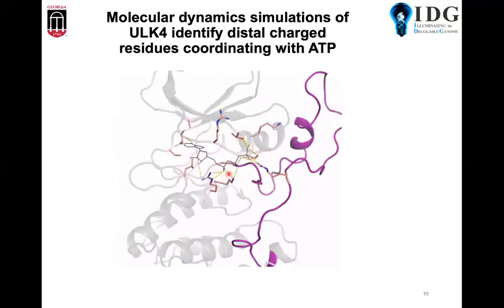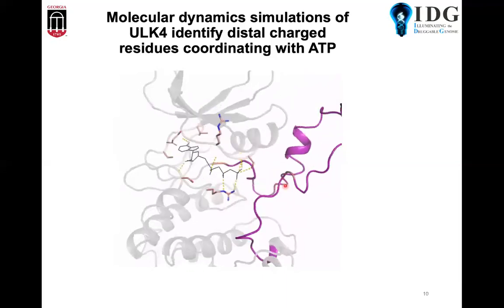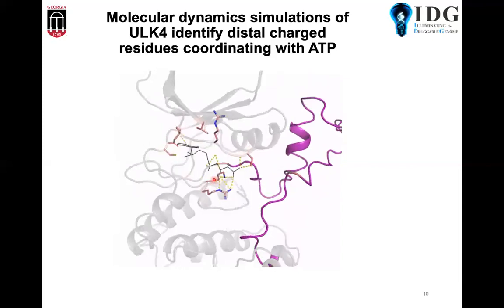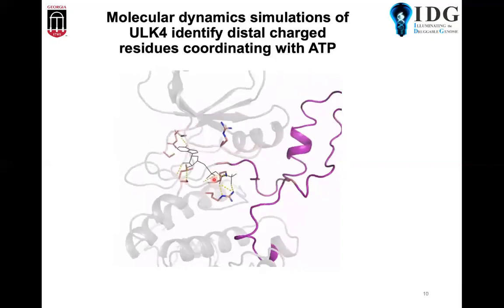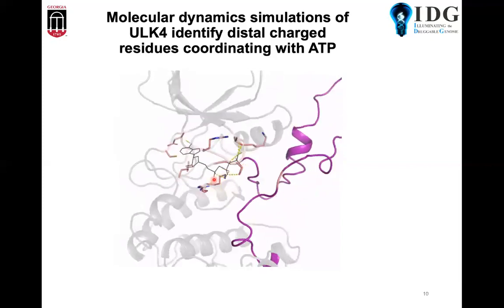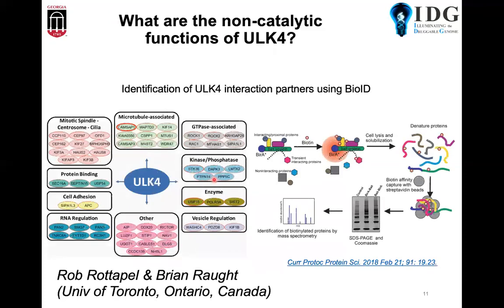And so one of the things we're trying to do is to figure out whether mutating these charged residues would have any impact on ATP binding, and whether that could be compensating for the loss of the canonical active site lysine.